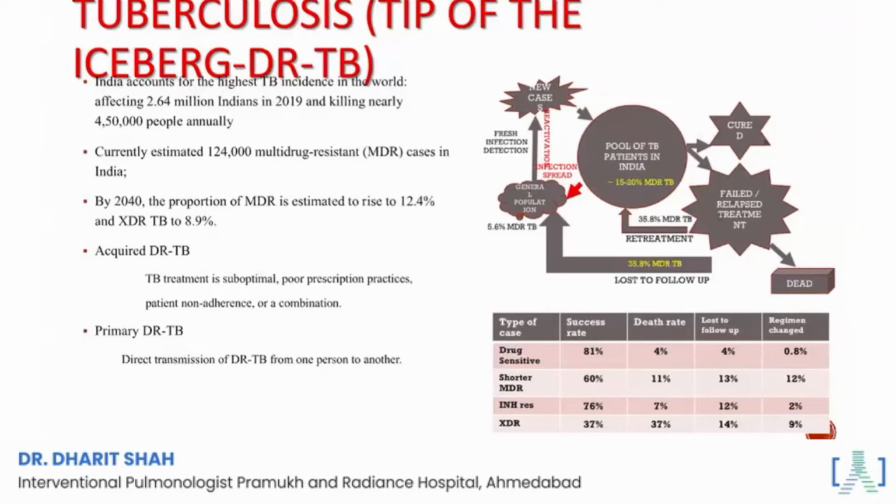So what is the fault on our side, from the doctor side? TB treatment is specific for a specific patient. So there is suboptimal treatment, poor prescription practice, patient non-adherence to the treatment, and some doctors combine different drugs with the TB drugs. So it may convert to drug-resistant TB after some time. We can prevent that with a specific treatment regimen for the specific patient.